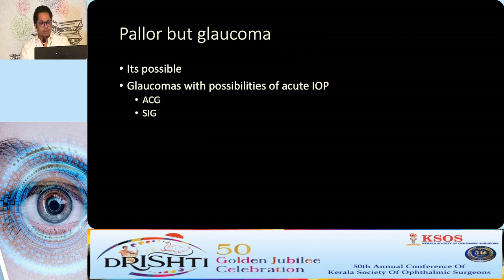Can you have pallor and no cupping and still have glaucoma? Yes, it is possible in patients who have specific types of glaucomas where there is a possibility of acute rise in IOPs. Such acute attacks can cause pallor. Quite often we see them in angle closure glaucoma and some of these secondary glaucomas, like silicon oil glaucoma or uveitic glaucoma.